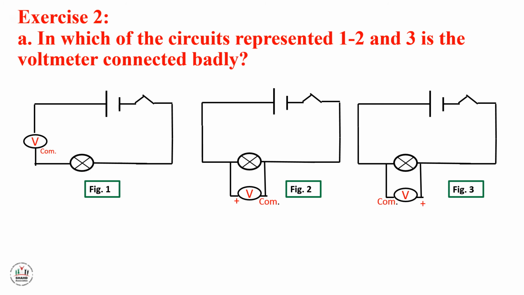That's correct. In the final figure, the voltmeter is connected in parallel with the appliance, but the negative terminal of the voltmeter is connected to the positive terminal of the battery, and the positive terminal of the voltmeter is connected to the negative terminal of the battery. That's incorrect. So in figures 1 and 3, the voltmeter is connected badly. In figure 2, the voltmeter is connected in the correct way.